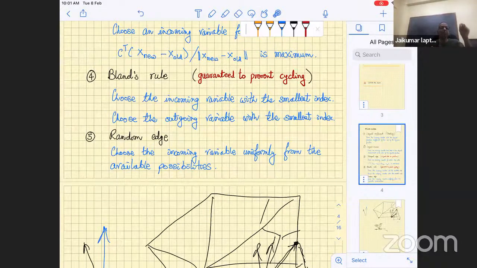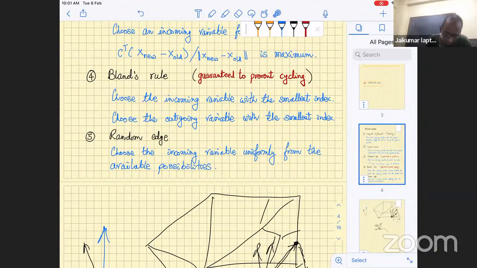And similarly, when you are trying to find a variable that must leave the basis, you find that xj for which j is minimum, and it becomes 0 first.